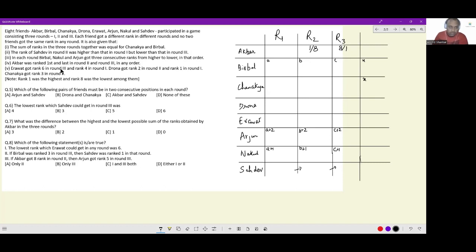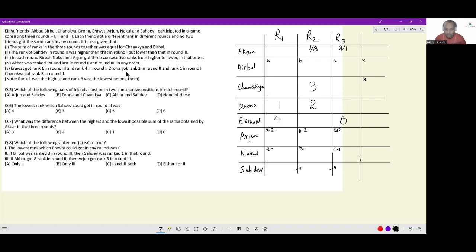Now, Irawat got rank 6 in round 3 and rank 4 in round 1. Drona got rank 2 in round 2 and rank 1 in round 1. Chanakya got rank 3 in round 2. And that is the end of our consideration. This is the end of all the instructions that are given.